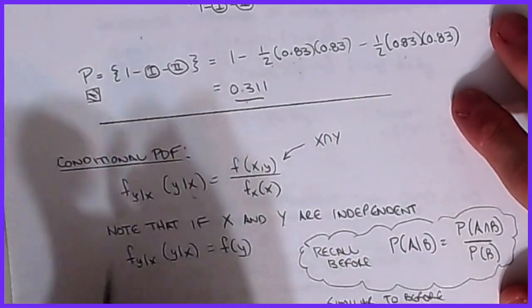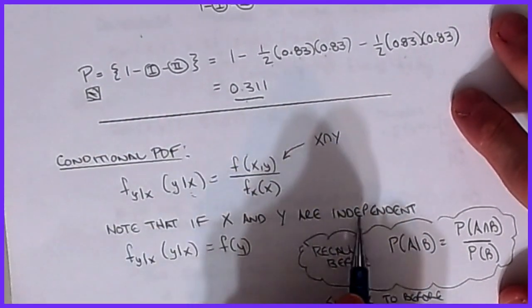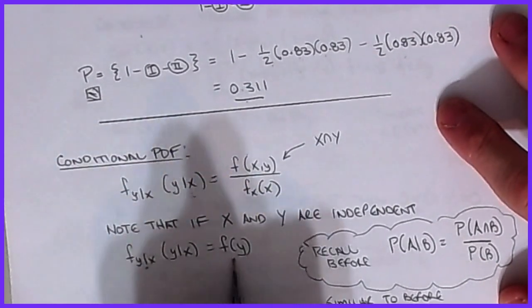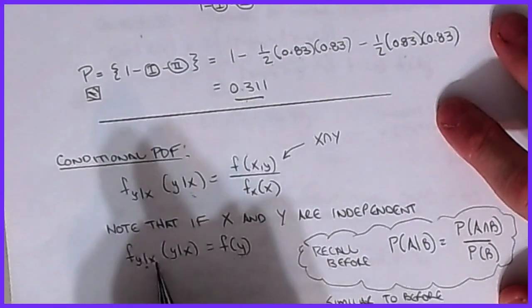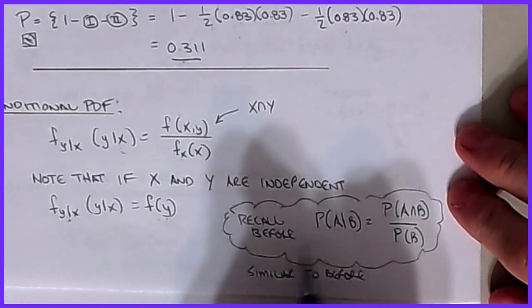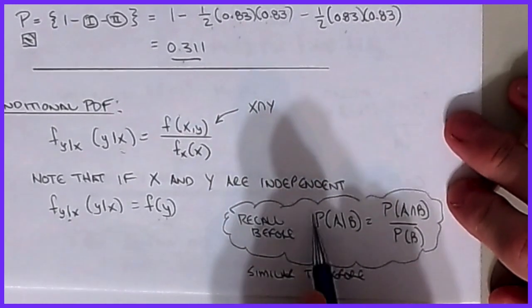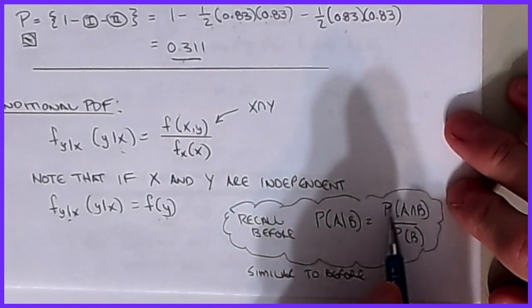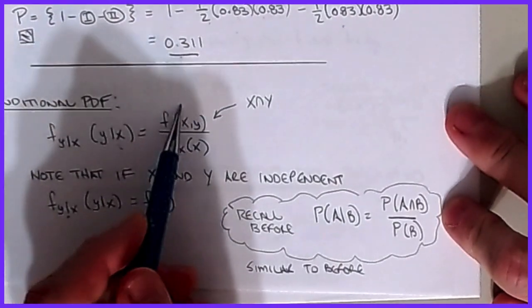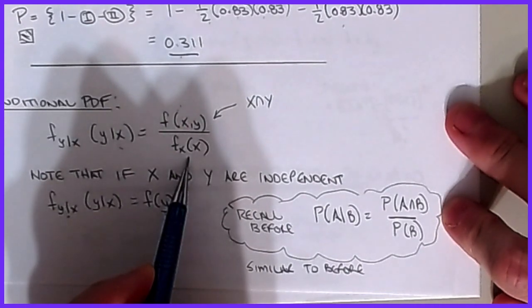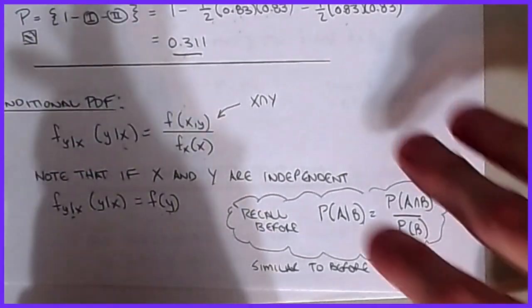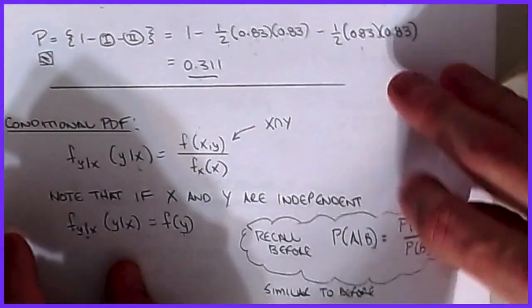Also note that if x and y are independent of each other, then the conditional of this one is equal to fy. And if you look at what we had before when we did conditionals with the discrete system, the probability of A given B was the probability of A intersect B divided by the probability of B. If you look at this formula, it's the exact same. Here's the intersection, and here's the singular event for the given. So it's very similar in approach to the way you would expect to do this.